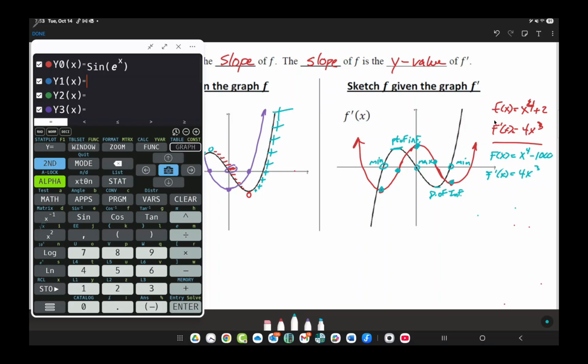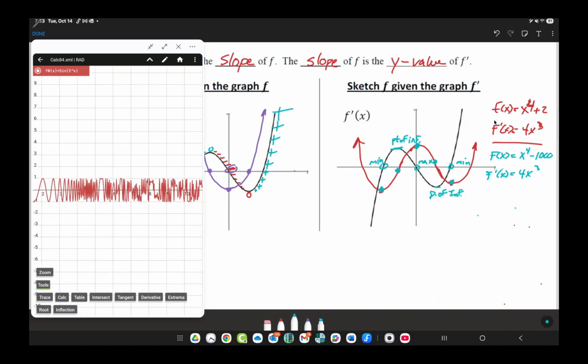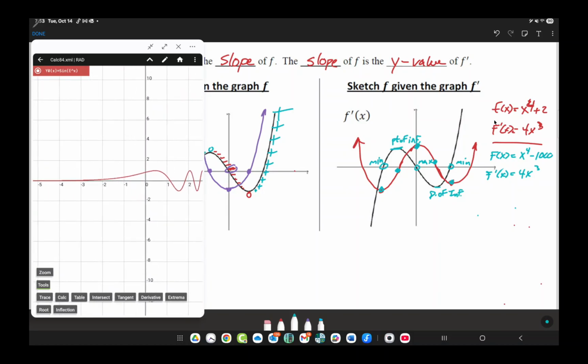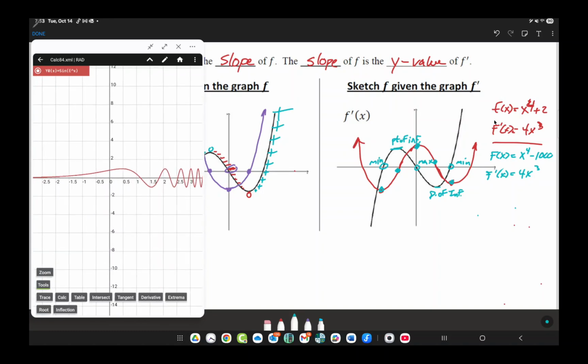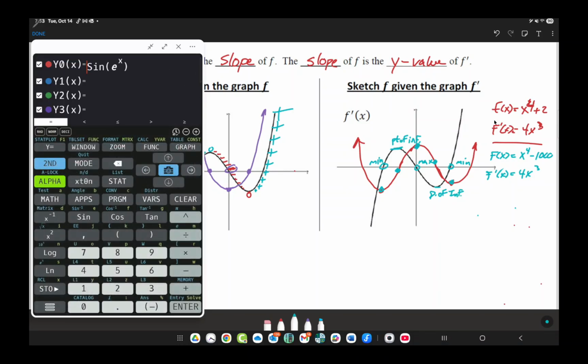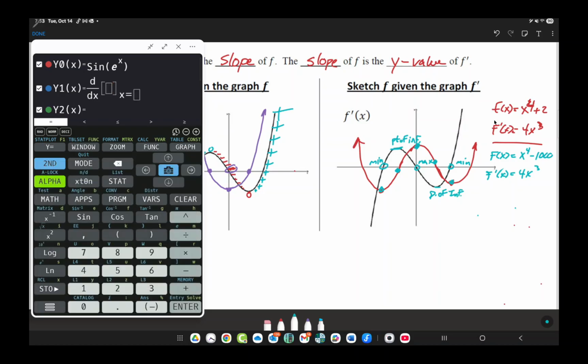You graph that just to show you what it looks like. It's kind of a pretty crazy function. Look at that. Now, back to y. We are going to do the derivative just like we do if we're trying to find the actual derivative at a point. We're going to go to math and the derivative and have that set up. Now, you could type in sine e to the x, but you don't have to.